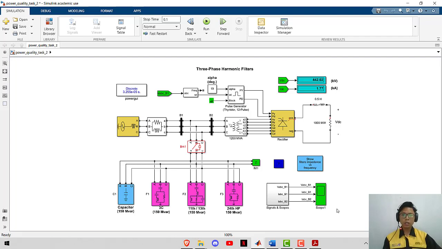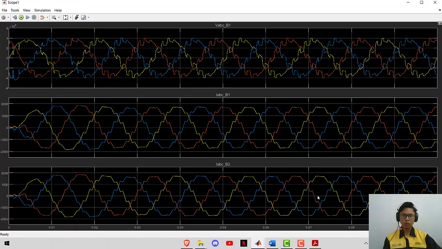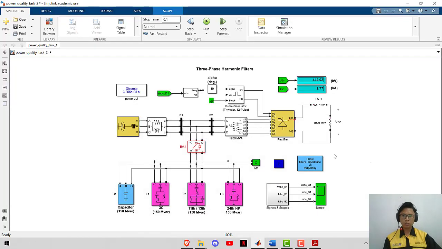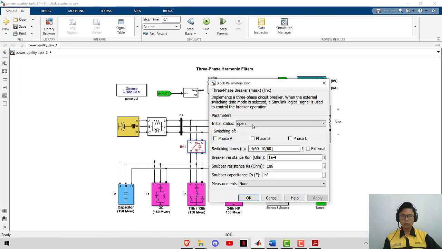We can monitor the output waveform of the voltage and current in this power system at this scope 1 here. As we can see here, the voltage and current at B1 has a distortion. So we can see how without filters affecting the output waveform. So we can try run the simulation with the filters connected.